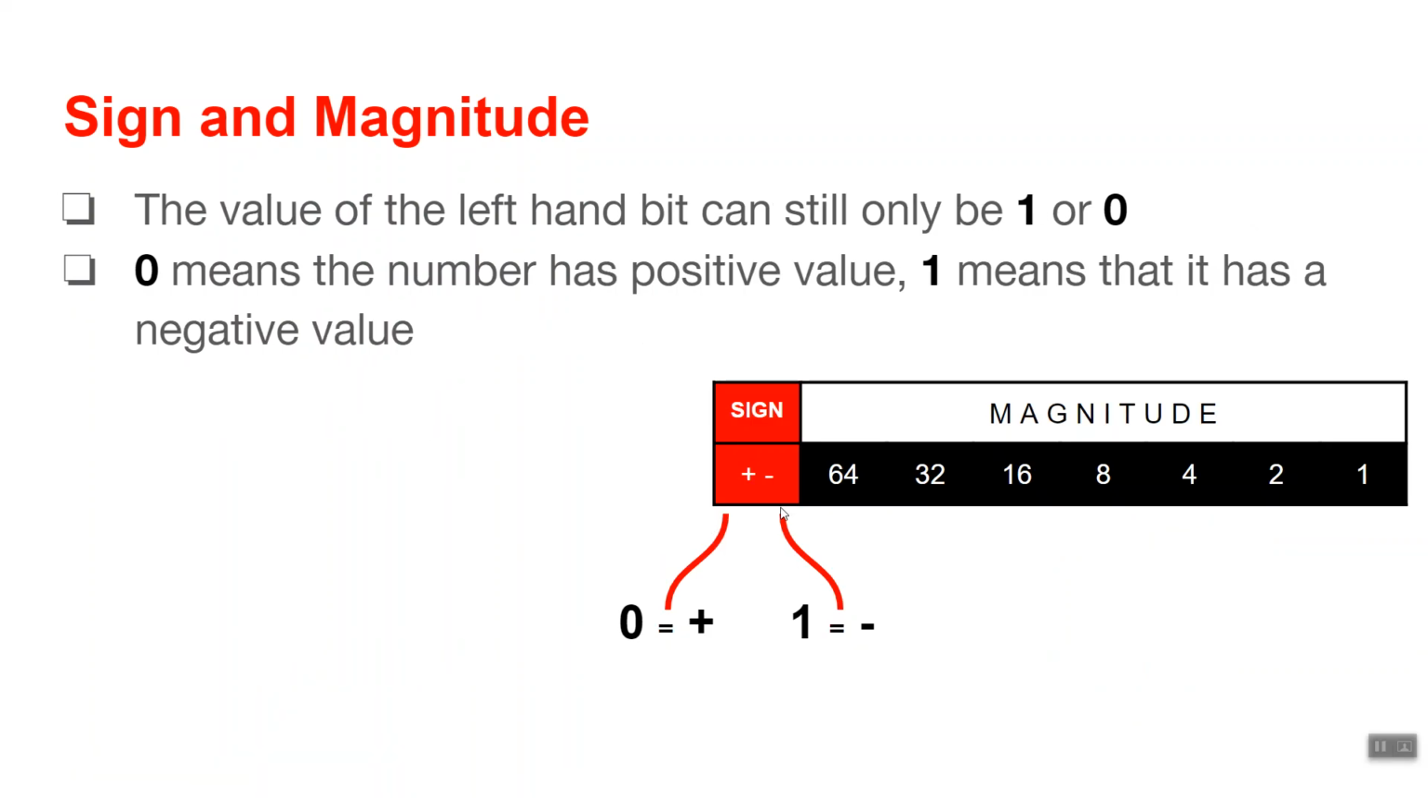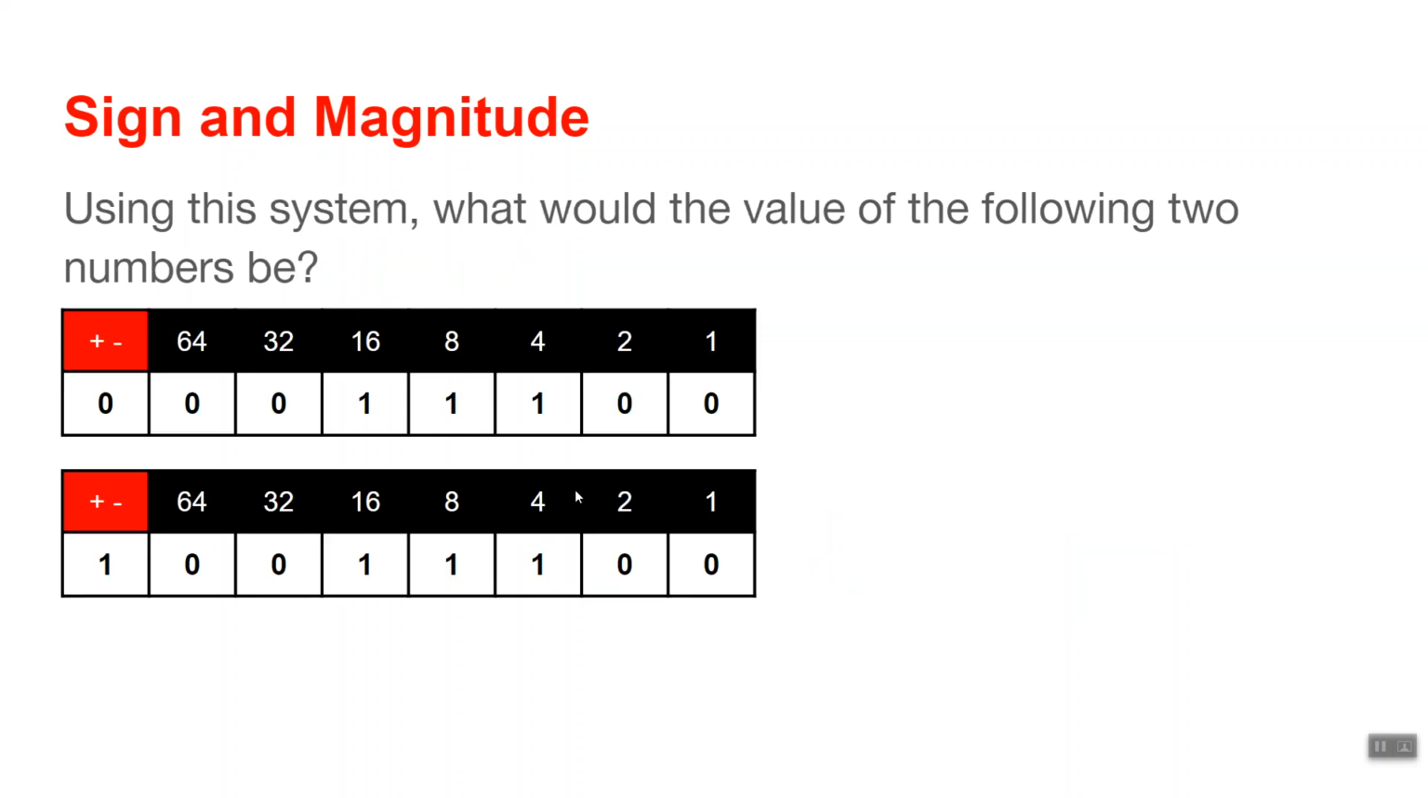So in our most significant bit in this column, we can still only store a 0 or a 1, but if it's set to 0, that means that the number is a positive number, and 1 means that we've set it to a negative value. Okay, and then the remaining bits, as we've said, are used to dictate the value or the magnitude, the size of the number itself.